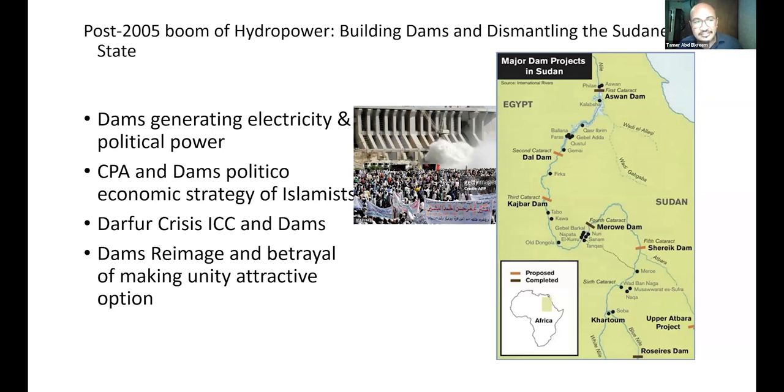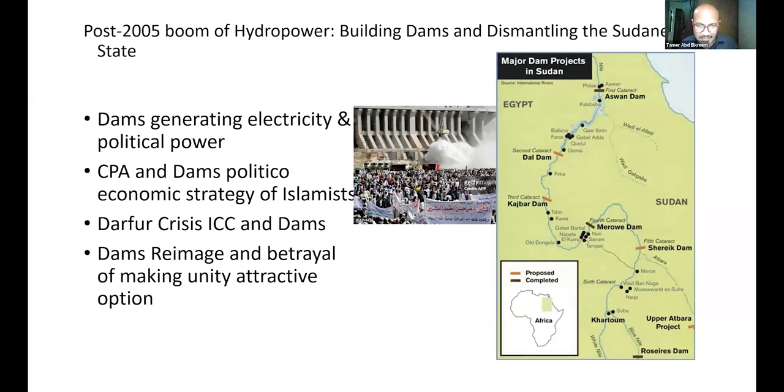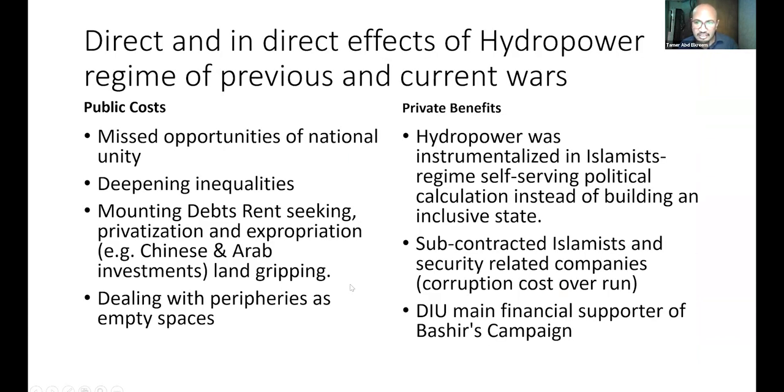So what I argue here is that dams generate not only electric energy, but also political power for a regime that is committing violence, that is connected to, for example, how China, as partner of Sudan, used its veto against international intervention, all those kinds of connections. But to give you a deeper sense of how that is connected to the Darfur crisis, the ICC and dams, how the regime portrayed making unity an attractive option, that is the story I want to tell you, but I will leave you with this one: who is paying the cost and who is reaping the benefit.